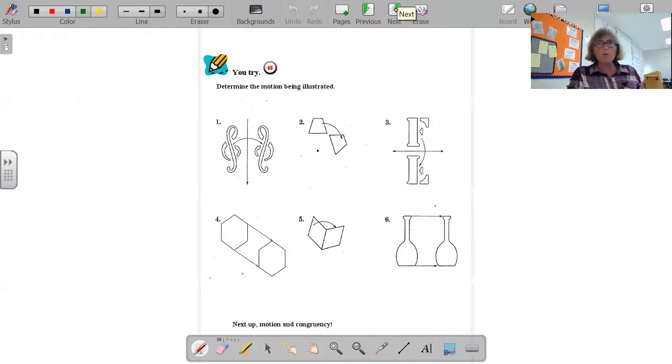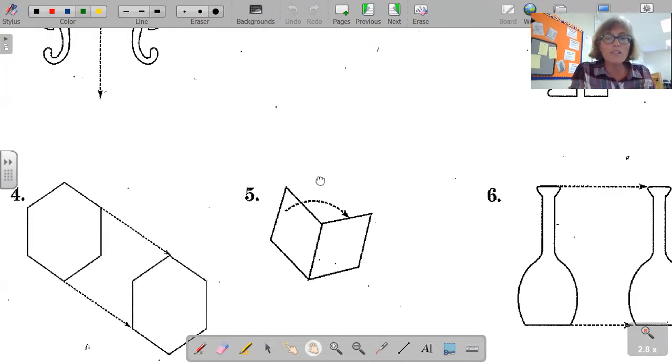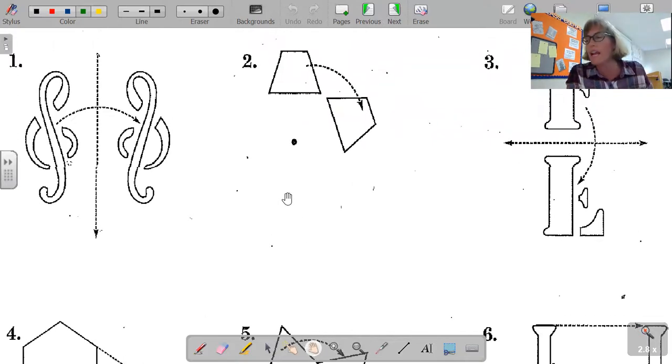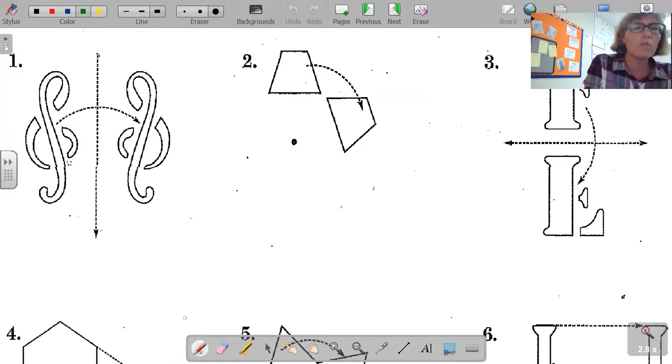You zoom through this page and determine what motion is being used: translation, reflection, or rotation. Go. Pause the video. Once again, students, you are correcting your work with a red pen. You are not copying. This should have been pretty easy.